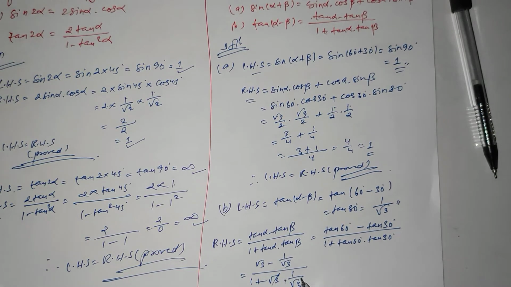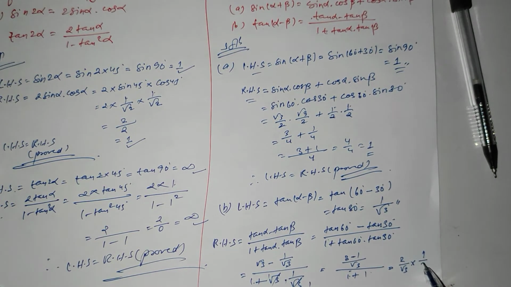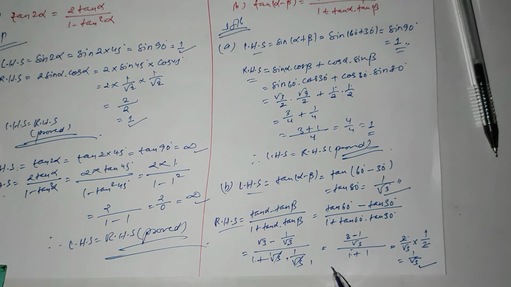Take LCM: root 3 into root 3 is 3, minus 1, divided by root 3, divided by 1 plus 1. 3 minus 1 is 2, so 2 divided by root 3, and 1 plus 1 is 2. That will give you 2 by root 3 divided by 2. 2 and 2 get cancelled, the remaining is 1 by root 3. RHS is also equal to 1 by root 3. Therefore, LHS equals RHS. Proved.